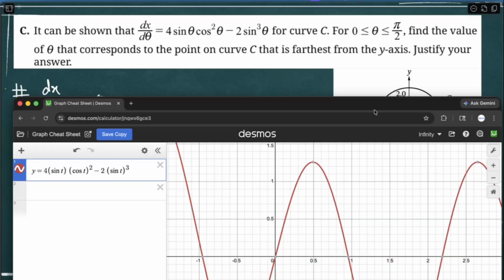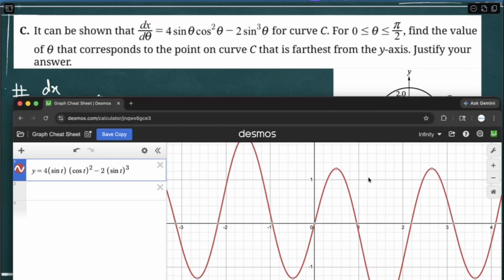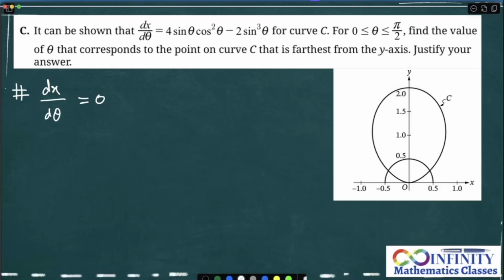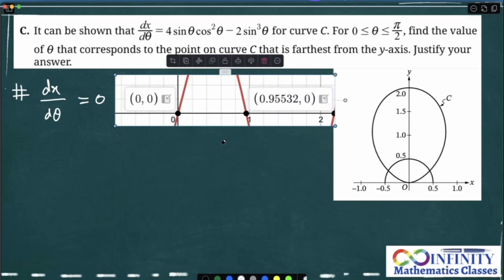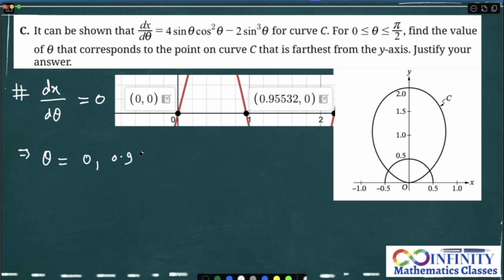From the interval 0 to pi by 2, you need to just check the graph. One point is 0. This point is going to be how much? Pi is 3.14. Pi by 2 is going to be how much? 1.5, something like that. So there are three values you can see. Out of these three values, I will be choosing only two. The value of theta, the independent variable, I am getting here is going to be either 0 or 0.95532. So again, I will be using the candidate test.